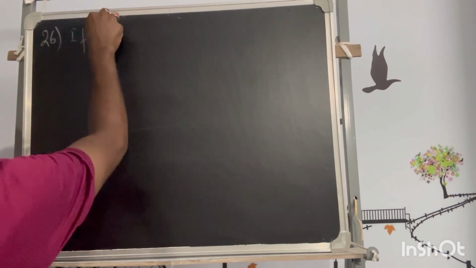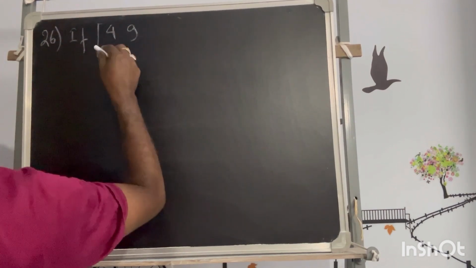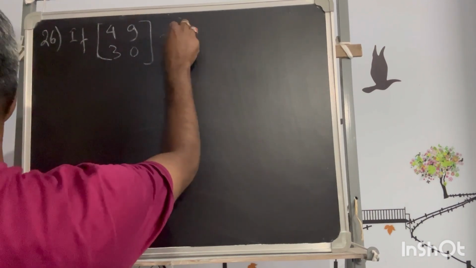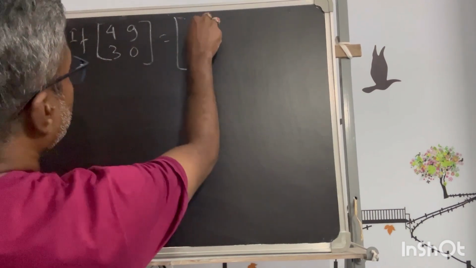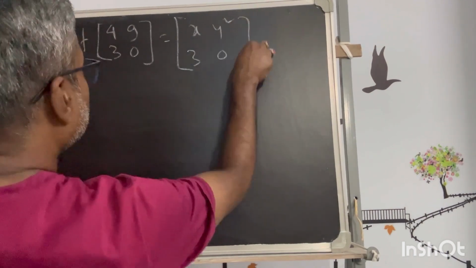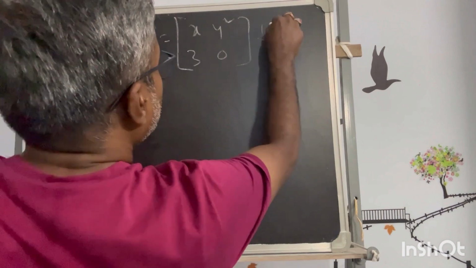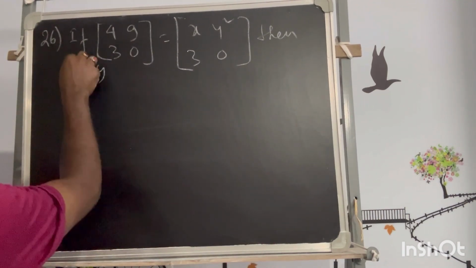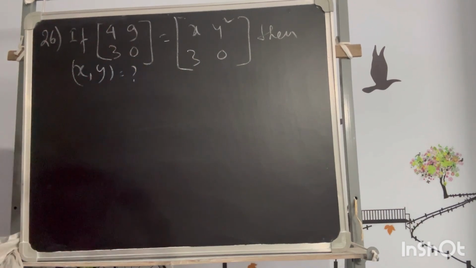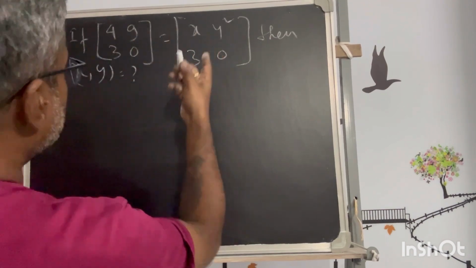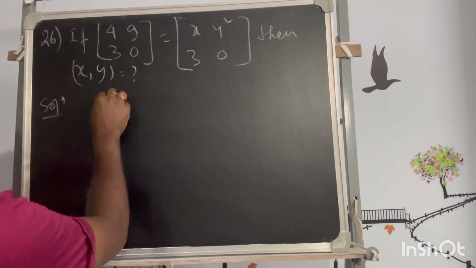If [4 9; 3 0] is equal to [x y^2; 3 0], then what is x, y? We have to find this. Okay, so this is again a similar kind. If I see it, as the two matrices are the same, the elements must be the same.